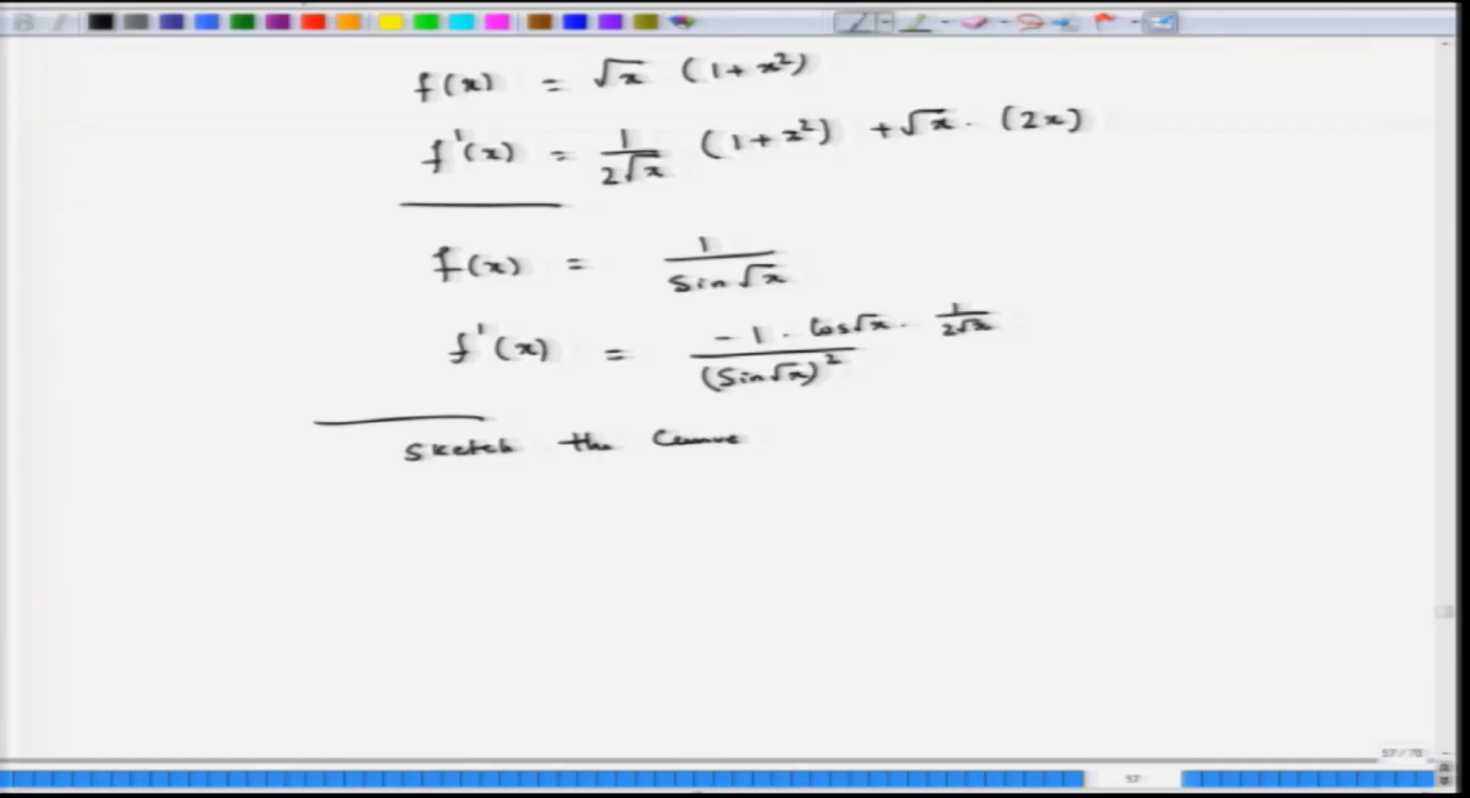And also we have done the implicit differentiation. So, in the next lecture we will do some problems based on implicit differentiation as well as integration and infinite series. Thank you.